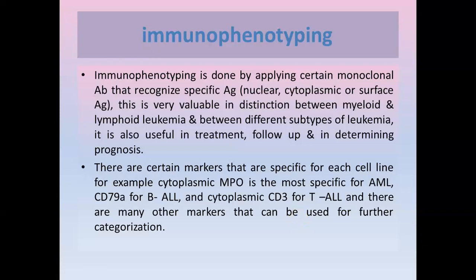So immunophenotyping is highly suggestive. It is so important and more valuable in distinguishing between myeloid and lymphoid leukemia, and even between subtypes of acute leukemia itself, by applying a monoclonal antibody targeting a specific antigen, whether nuclear, cytoplasmic, or surface antigen. By this, I can confirm the diagnosis that I put in mind by morphology or even by cytochemistry.